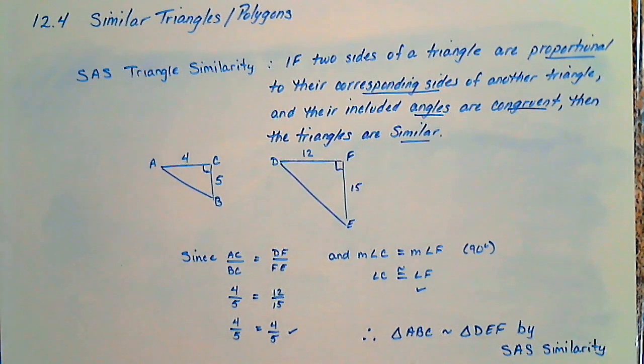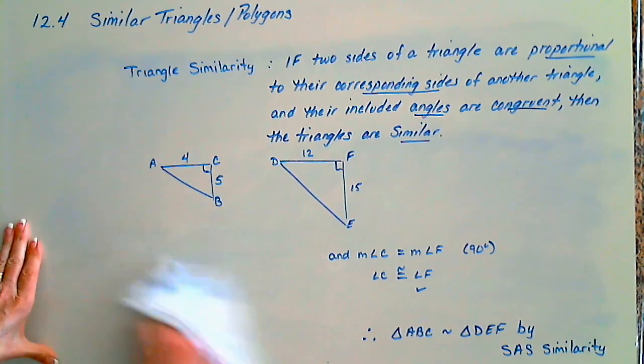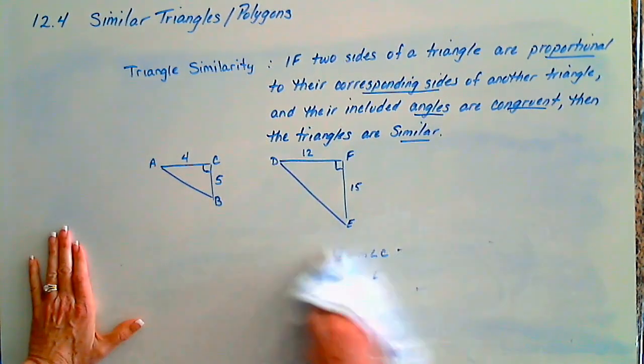Okay, so hopefully that helps clarify that theorem. And then for this section, we only have one more theorem. So we'll take a look at that. All right, so our last triangle similarity theorem is angle-angle similarity.